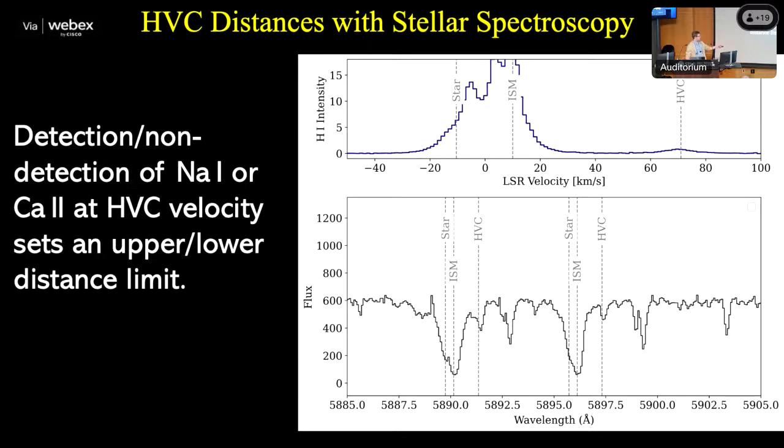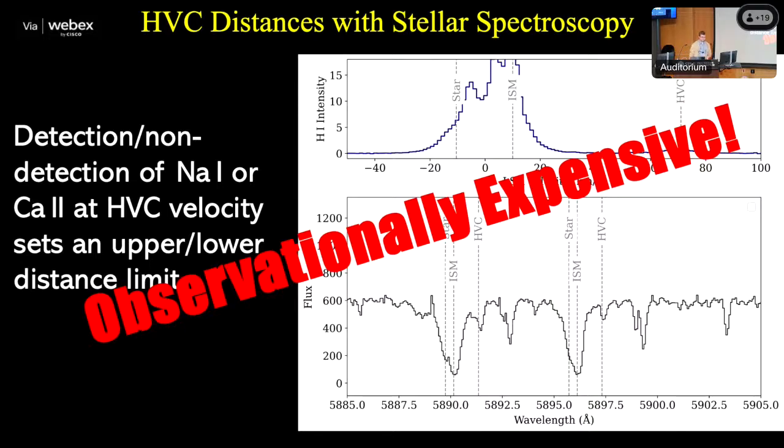The issue with taking a bunch of high-resolution spectra like this, of course, is that it's quite observationally expensive, especially if you want to map out the full extent of these clouds, many of which can cover hundreds of square degrees. And I like to get a good night's sleep, not spend all my time observing. So wouldn't it be great if we just, I don't know, had a repository of many stellar spectra covering these HVCs? As it turns out, we do.